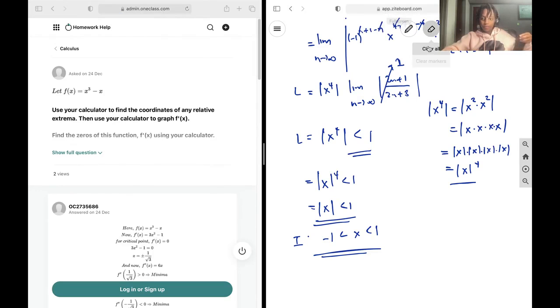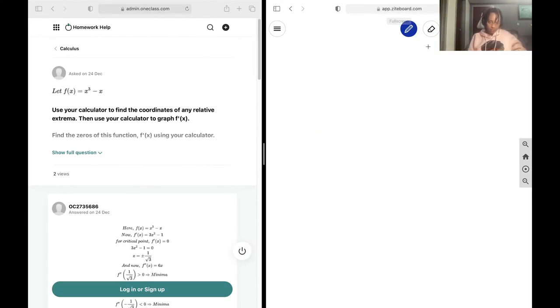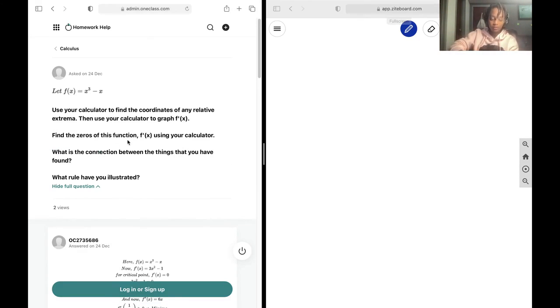Okay, on to the next question. Use your calculator to find the coordinates of any relative extrema of the function f of x equals x cubed minus x. Then use your calculator to graph the derivative of that function and find the zeros. What connection is there between the extrema of f of x and the zeros of the derivative of the function? What rule has been illustrated by this?